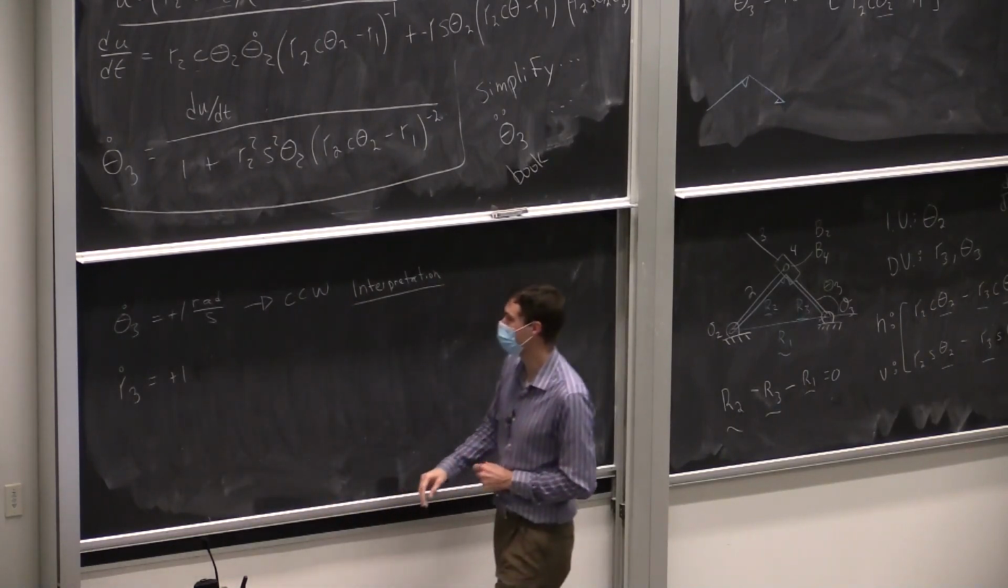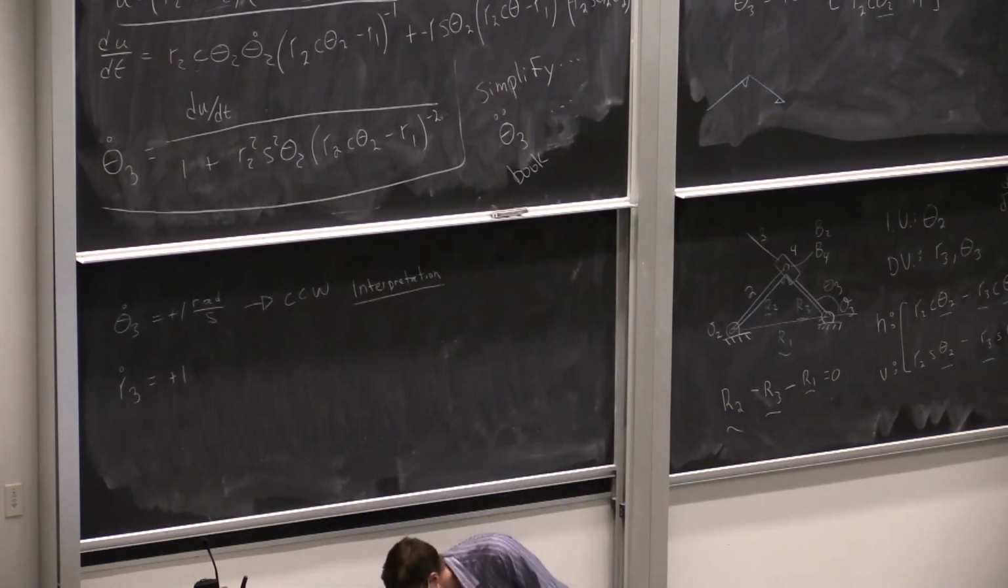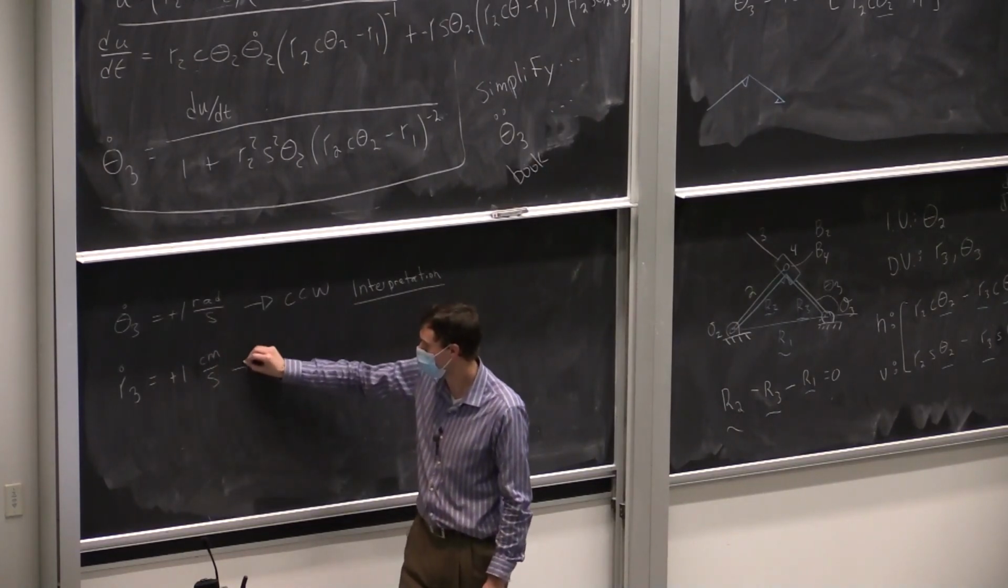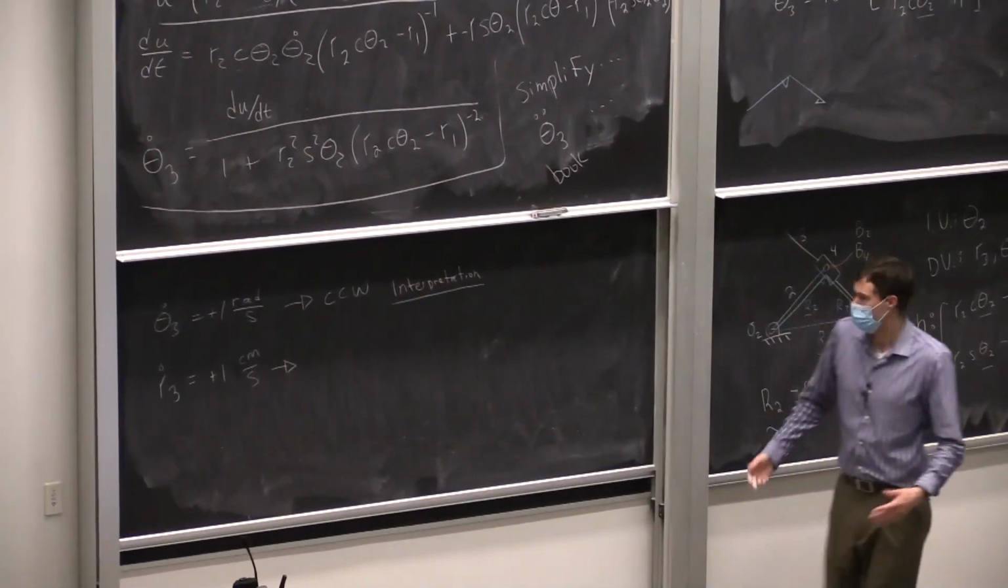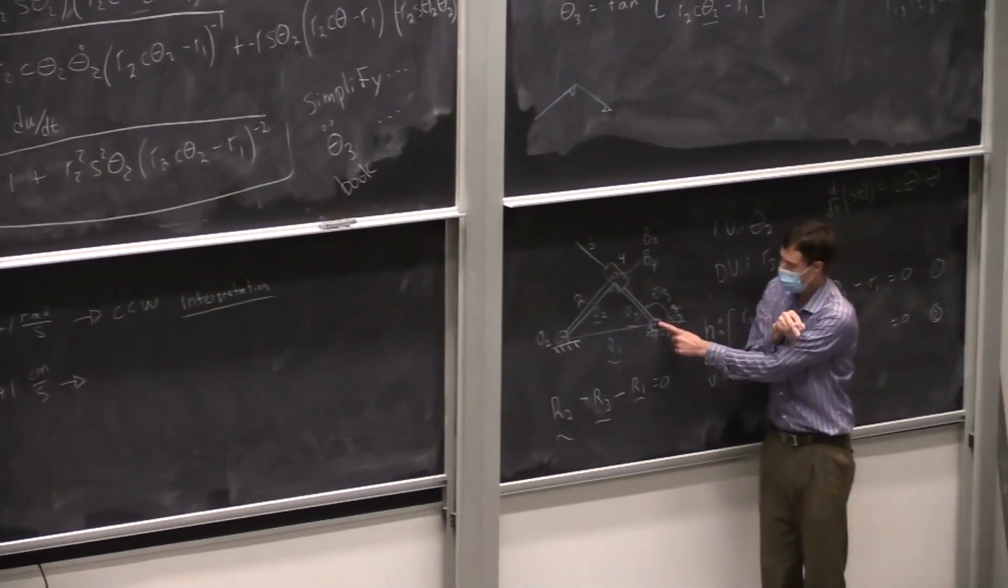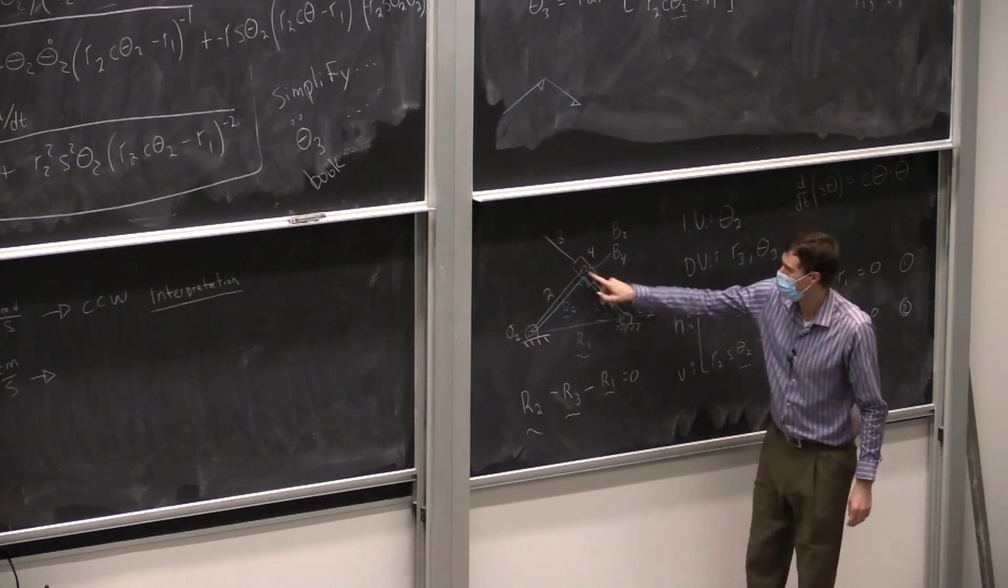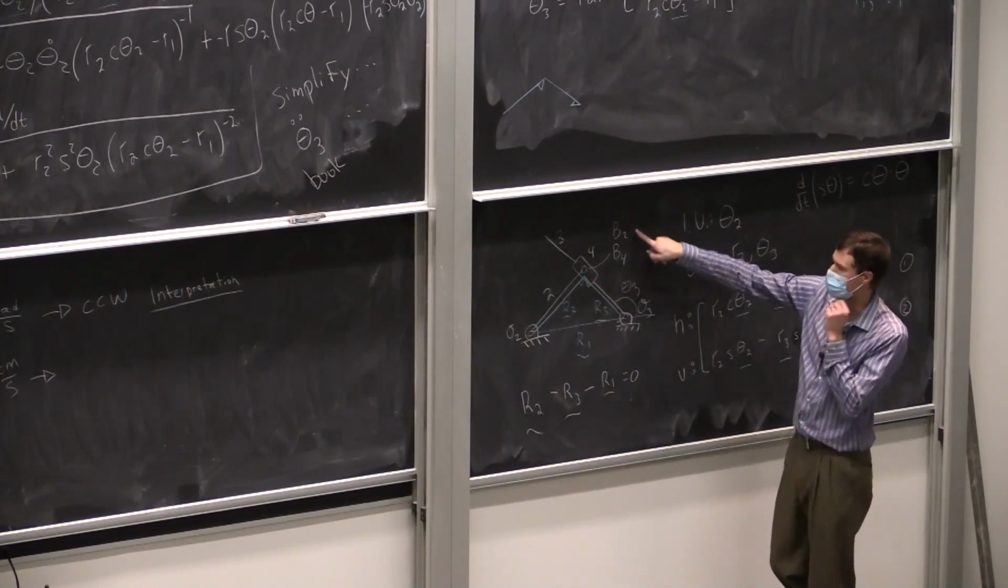So what if R dot came out to plus 1 centimeter per second? So positive. How do we interpret that? R3 is the length between O3 and this point up here, B. But which B is it? We have multiple B's, right?